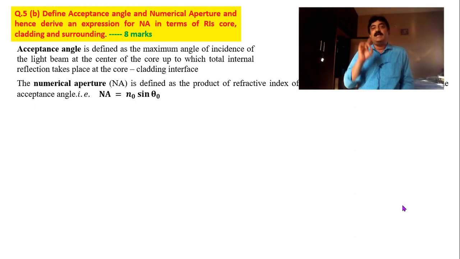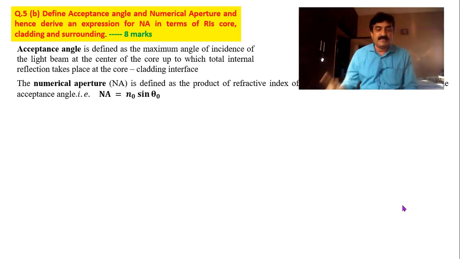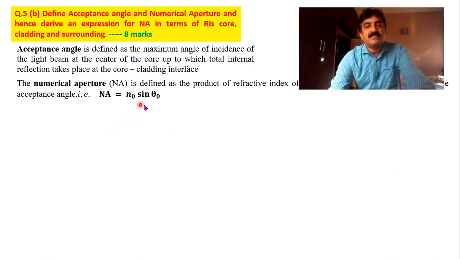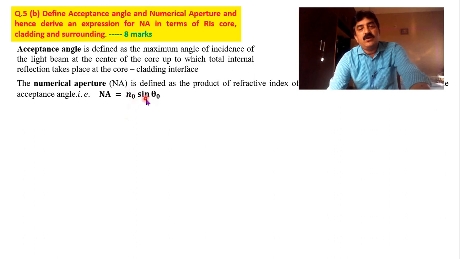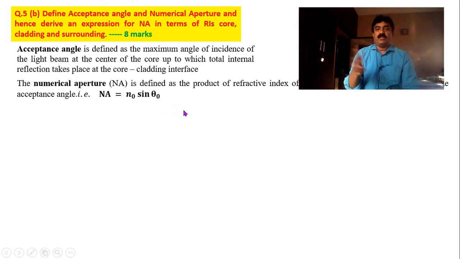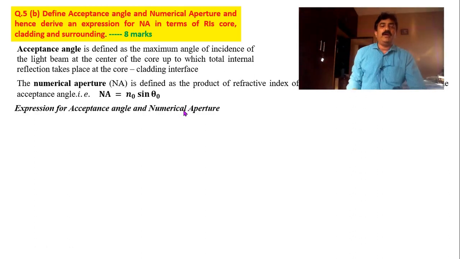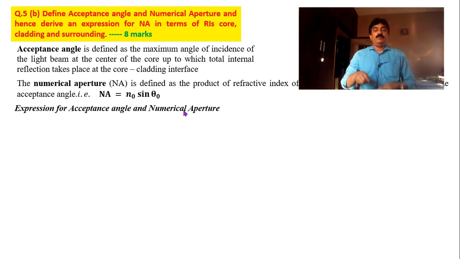So by and large we define numerical aperture as a sine of angle of acceptance. But strictly speaking, it is not sine of theta naught, it is N naught into sine of theta naught. Look at the statement. It is a product of refractive index of the surrounding medium and sine of the acceptance angle. So this is the definition. The first part of the answer is over. 2 marks ready. Now we will go ahead with the expression for the numerical aperture.